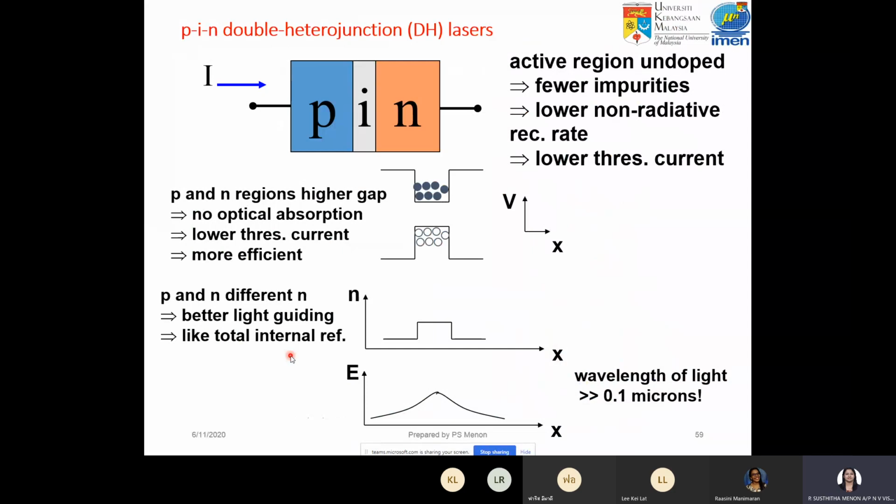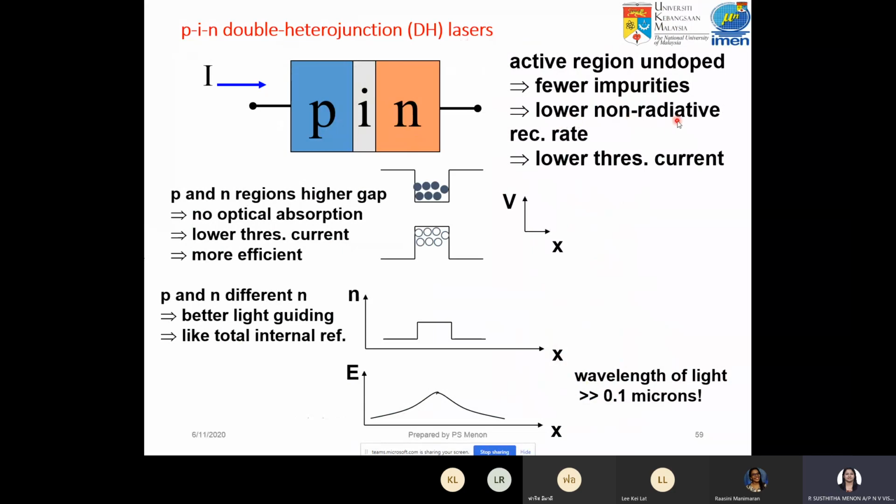So just now we looked at the P-N junction. The next few slides will be talking about how to improve the structure of the laser. This is called a P-I-N double heterojunction laser. So we have an additional intrinsic layer, and the active region is undoped. When it's undoped, there are fewer impurities. That means there's no charge carrier. When there is no charge carrier, there is a lower non-radiative recombination rate.